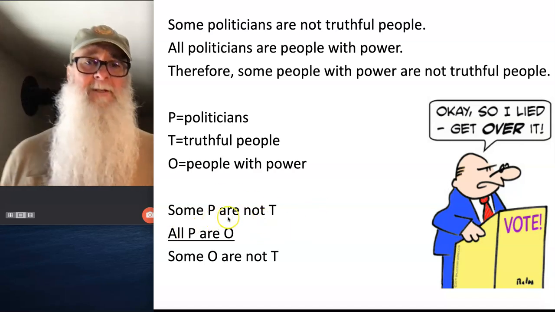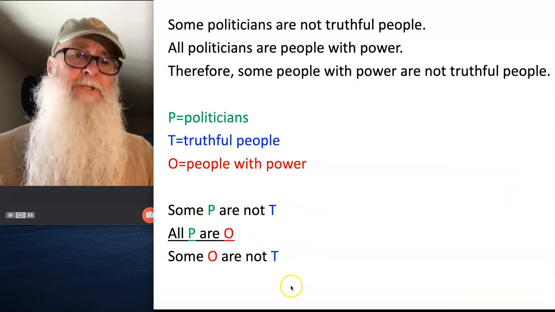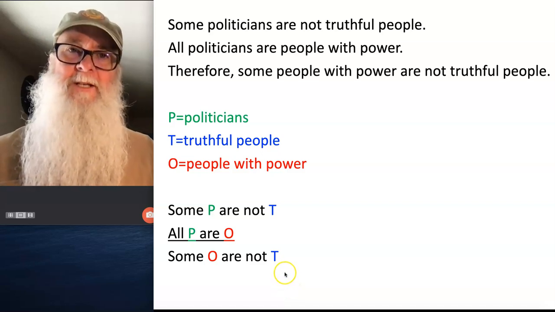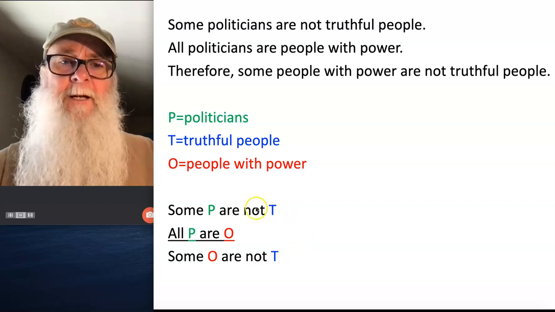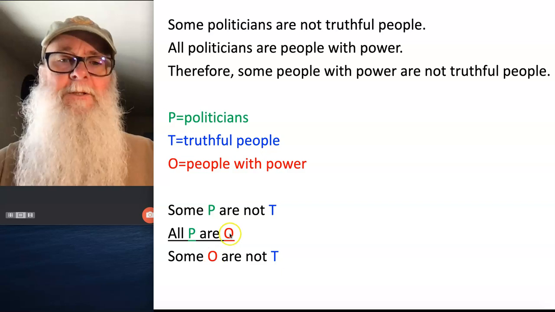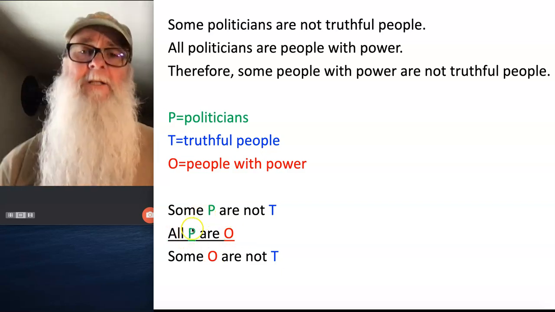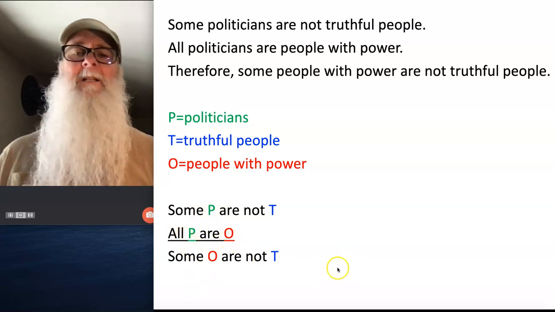Another thing that this allows us to do is to ensure that the argument is expressed in standard form. That means that our major term, the predicate of the conclusion, appears somewhere up here in the first premise. And the minor term, the subject of the conclusion, appears somewhere here in the second premise. And our middle term appears in both premises, but not the conclusion.